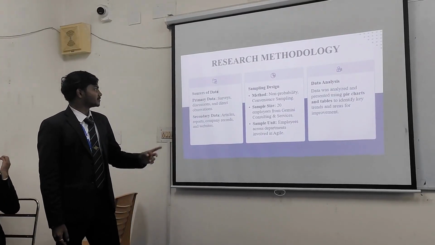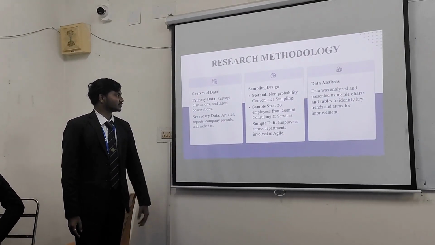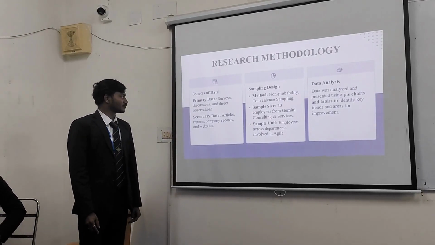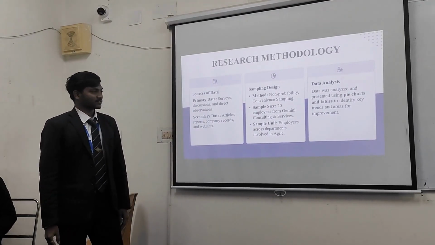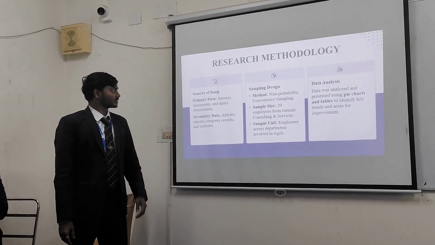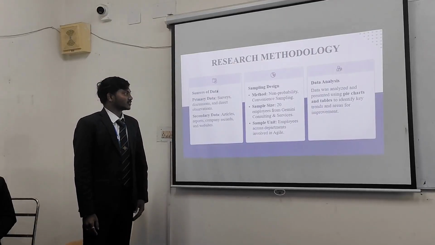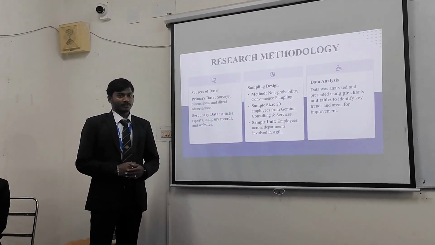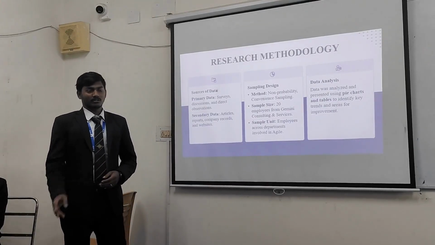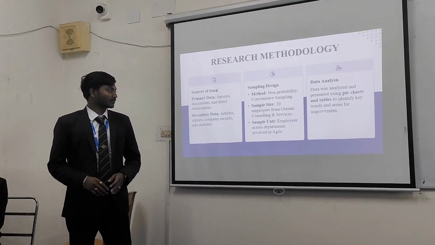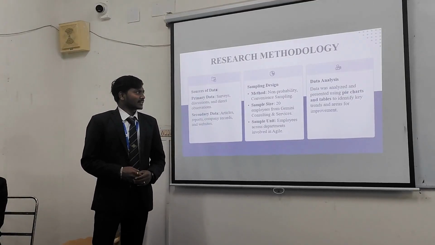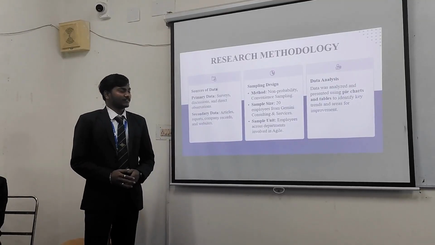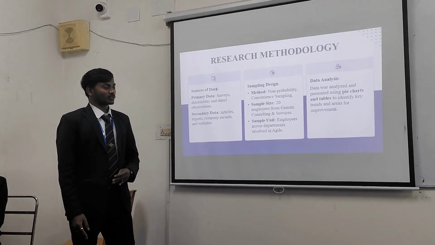The source of data is primary, as surveys, discussions, and direct observation were done by me, and secondary data like articles, reports, company records, and websites. Then the sample design method: non-probability, convenience sampling. Sample size is 20, including employees from all departments, and data was analyzed and presented in a pie chart and table to identify trends and areas for improvement.